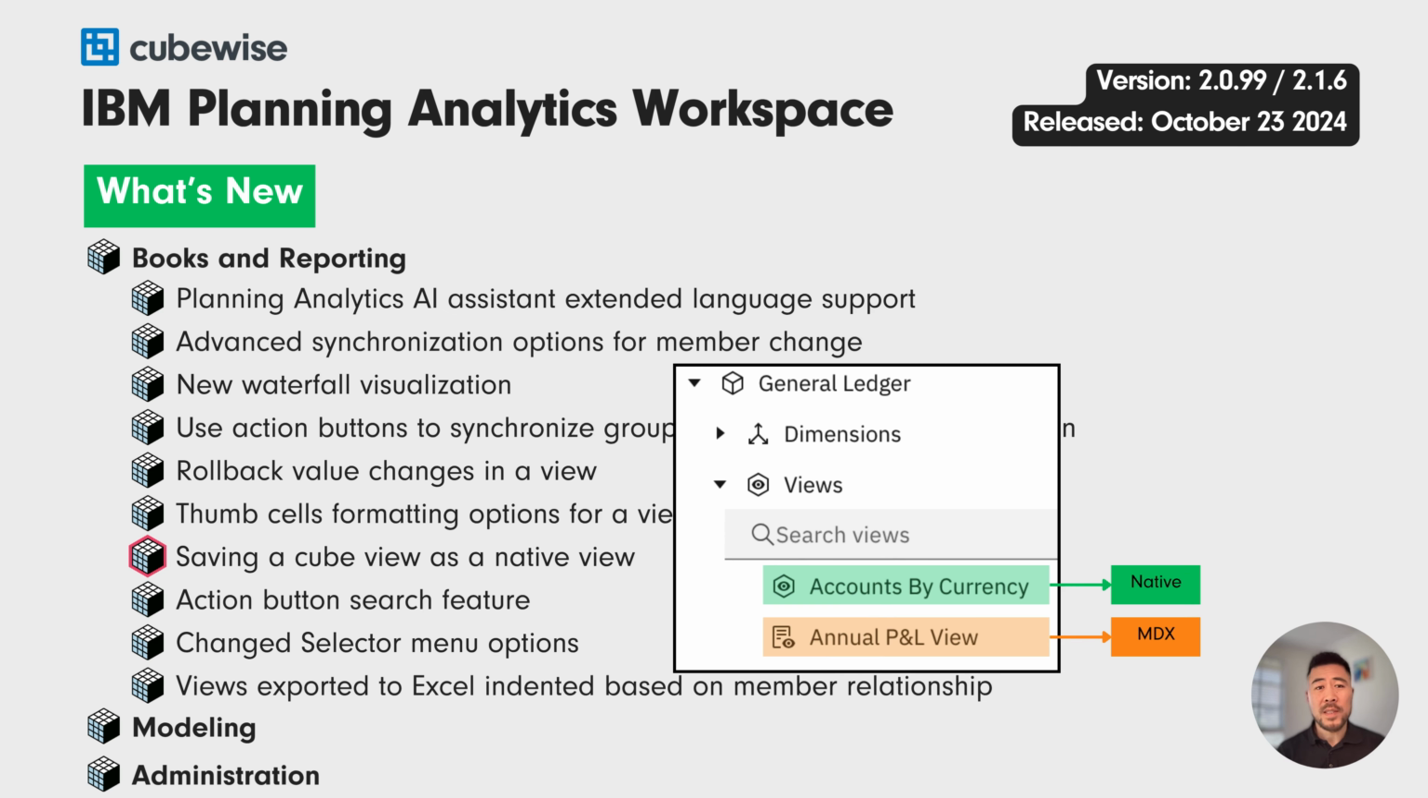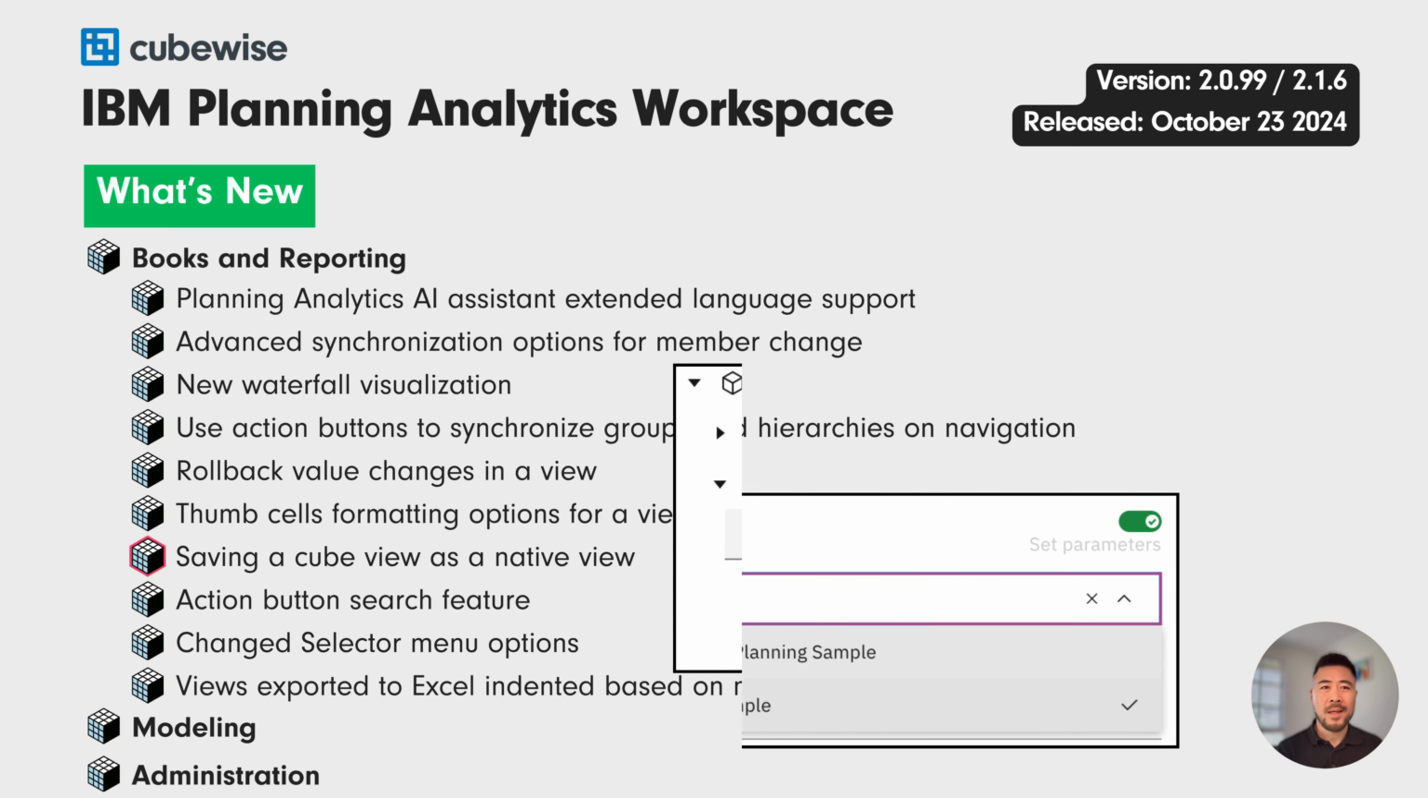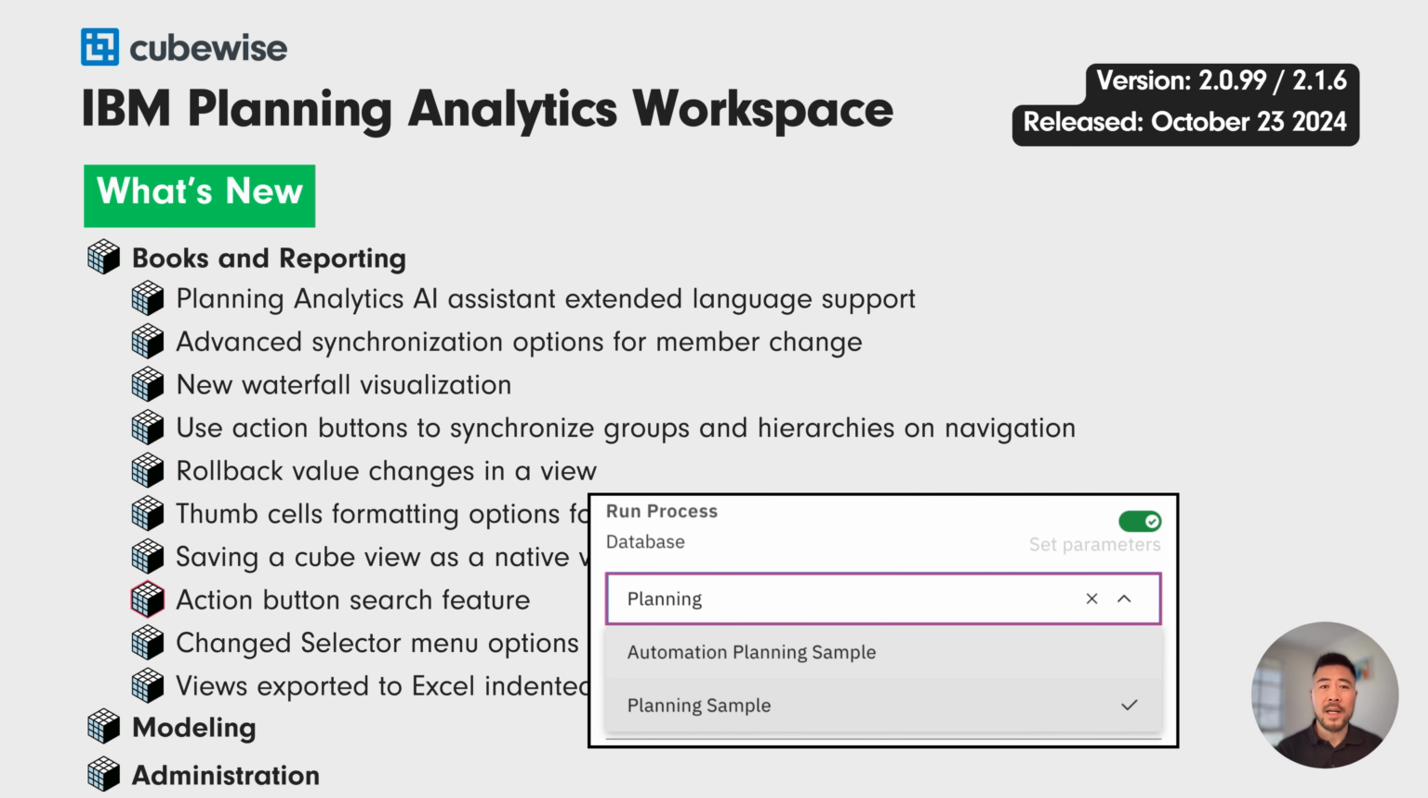You can tell which view is native versus MDX because the icon with the MDX has an image that looks like a document, which probably represents lines of code. Processes and databases are easy to find in an action button with its new search functionality.